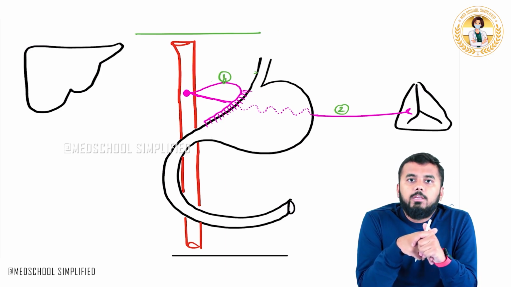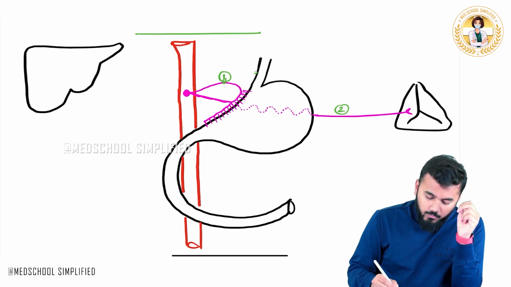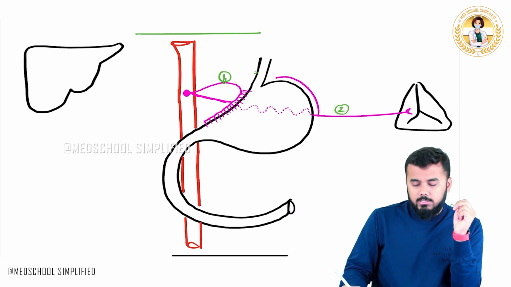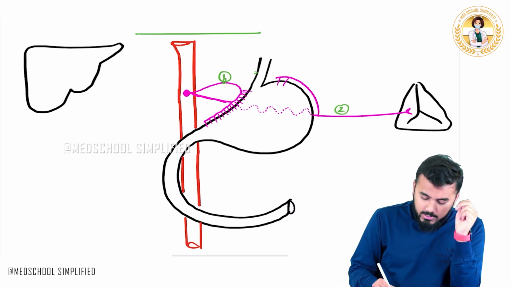Now the splenic artery gives out two more branches. One branch goes above and supplies only a short distance like this. Okay, so this is a branch that is going above and supplying only a short distance.